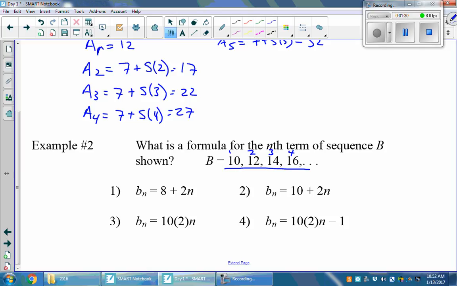So just try it. So which one? Let's look at the first one. 2 times 1 is 2 plus 8 is 10. Okay? 2 times 2 is 4 plus 8 is 12. 2 times 3 is 6. It's choice 1. And in a second, we're going to show you actually how to write that formula.